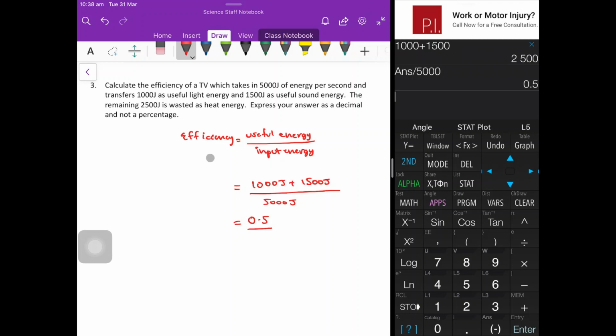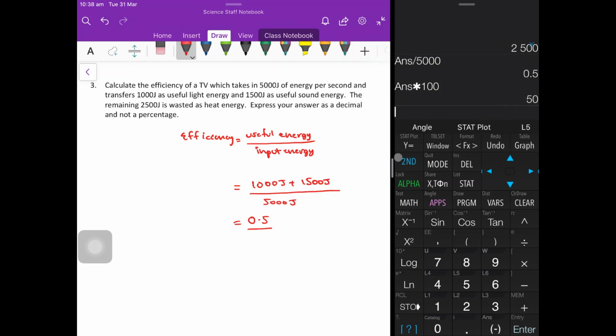If this question said, let's have your answer as a percentage, let's go back to my calculator. I could have multiplied this by 100 and it would have been equal to 50. So it wouldn't have been 0.5 as a decimal, it would have been 50% as a percentage. And so that's why up here in my equation I removed the multiplied by 100, because that stopped me from converting this decimal into a percentage.